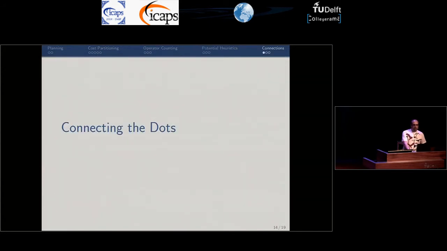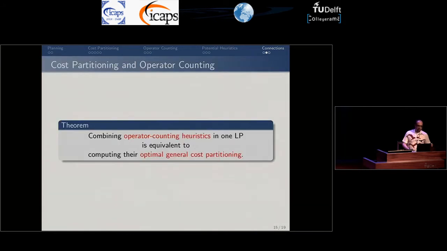Okay, finally, to come to the connections between these ideas, I think the main theorem of this thesis is that combining operator counting heuristics, so I talked about how you can combine them by just using different constraints and putting them into one linear program, and solving this linear program, combining operator counting heuristics in this way is equivalent to computing the optimal general cost partitioning of these heuristics. So the cost partitioning where negative costs are allowed.